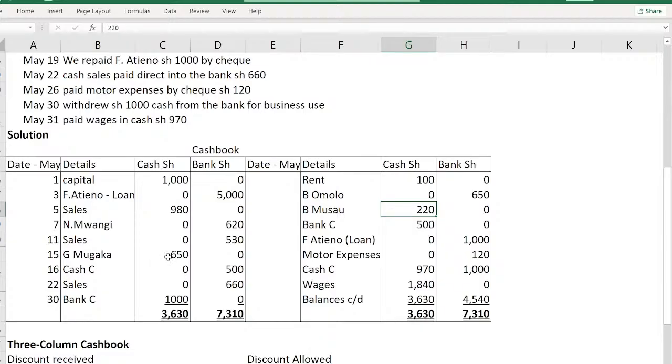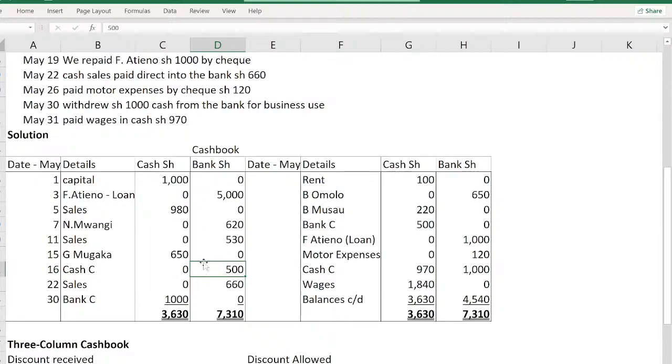Before that, we have May 11. On May 11, we have cash sale. The cash sale was paid directly into the bank. So cash at bank, we have 530. Then you have Mugaka who paid us by cash. That is 650. And then we also took 500 shillings out of the cash till and paid it into the bank account. So this is a contra. We took shillings out of cash, so in our cash contra, we got 500, which we paid into the bank account.